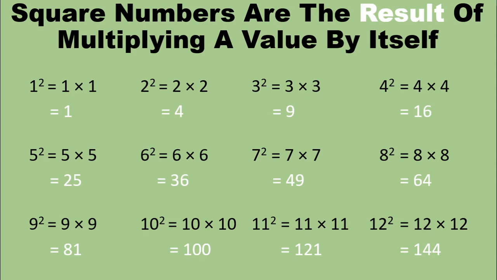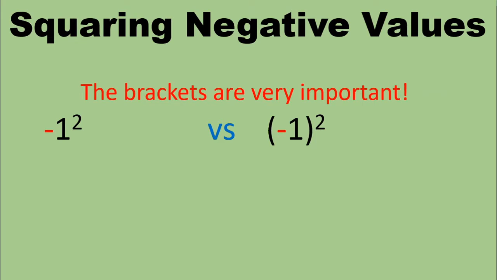Right, knowing your square numbers, you should also be able to square negative numbers. Note that the brackets are very important. -1 squared versus -1 in brackets squared will give you completely different answers. Have a think about that before I explain.